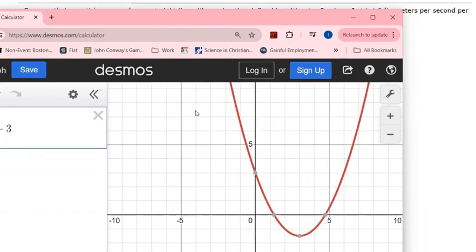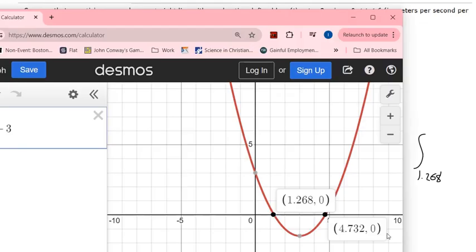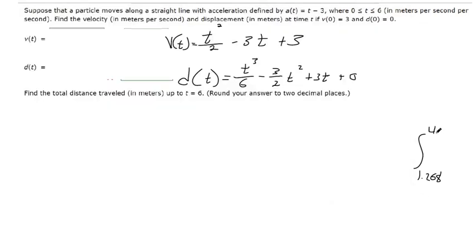So there's our velocity. The velocity dips below the x-axis between these 2 points. So what we're going to want to do is integrate between 1.268 and 4.732. That's negative area. And so like I was saying, that would be going backwards. If we add it together, that makes it look like we traveled less. So we want to just negate this amount. And so everything else can be positive.